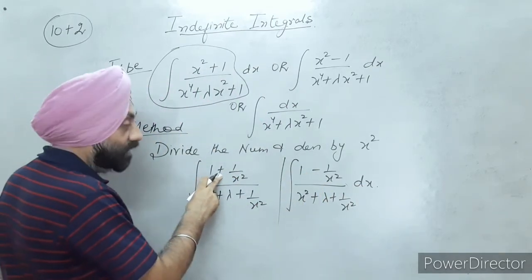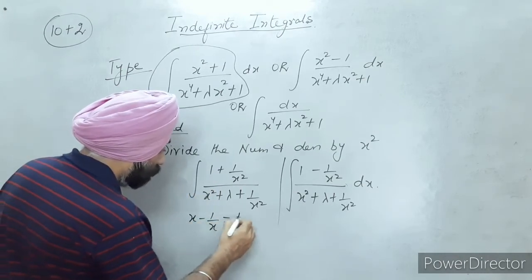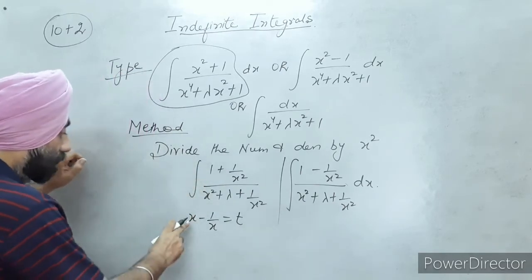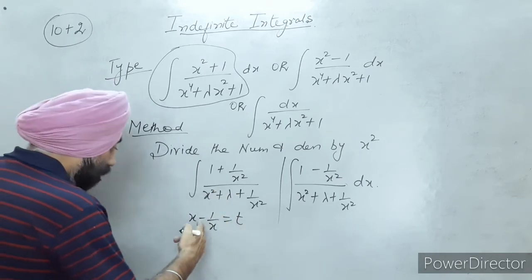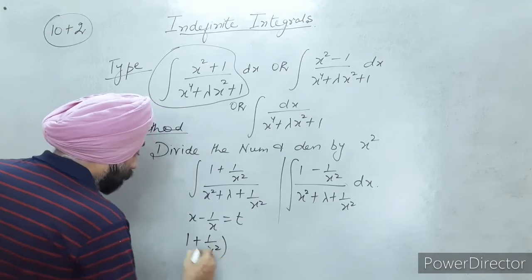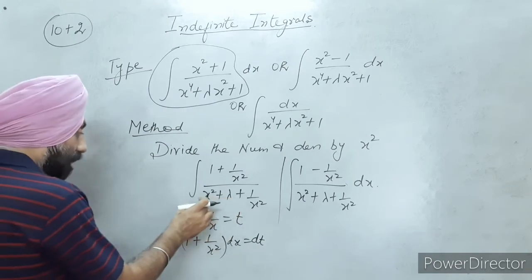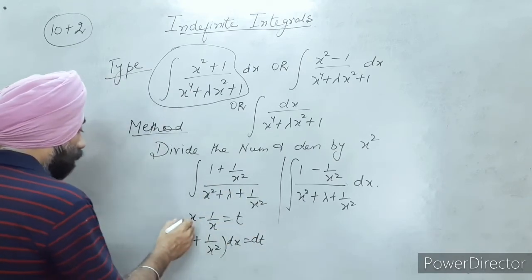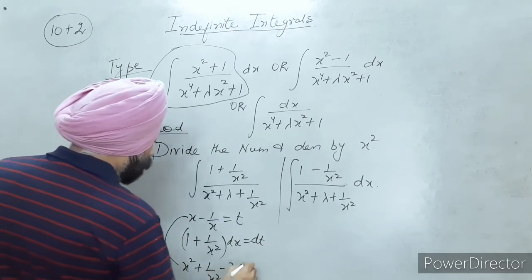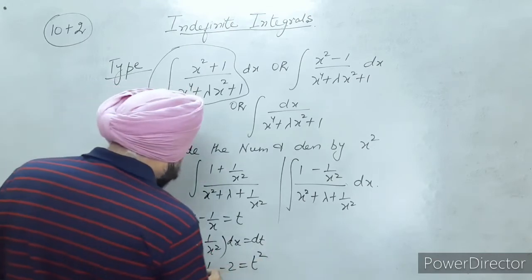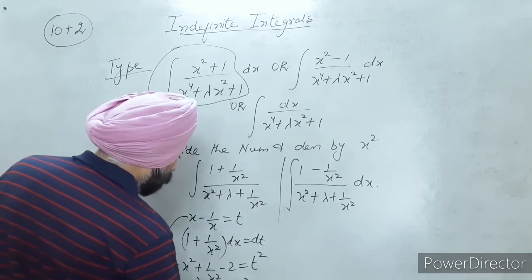Now there is a plus sign in the numerator, so I will substitute x − 1/x = t in this case. Why? Because the derivative of x is 1, and the derivative of 1/x is −1/x², so it becomes plus 1/x². So (1 + 1/x²) dx is dt. I also want the value of x² + 1/x², so I will square this. I get x² + 1/x² − 2 = t², or x² + 1/x² = t² + 2.